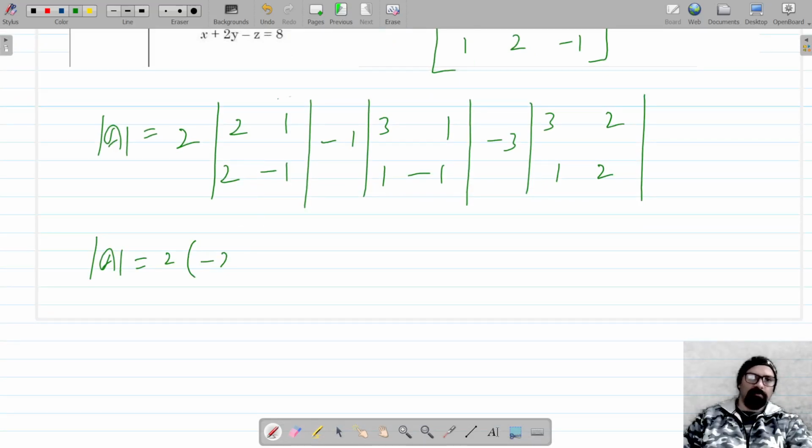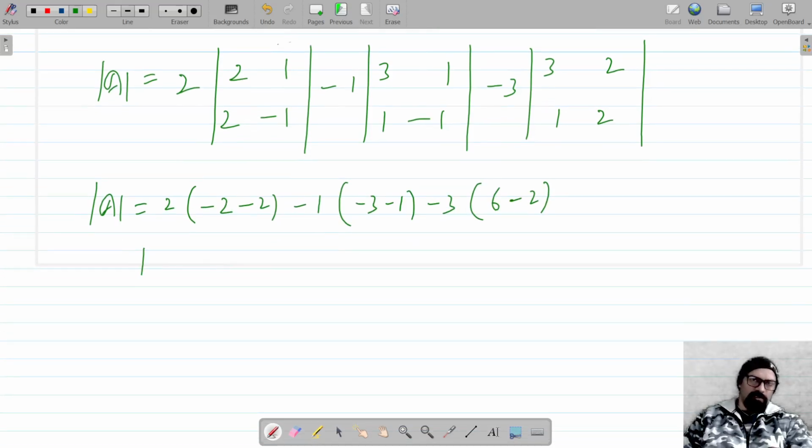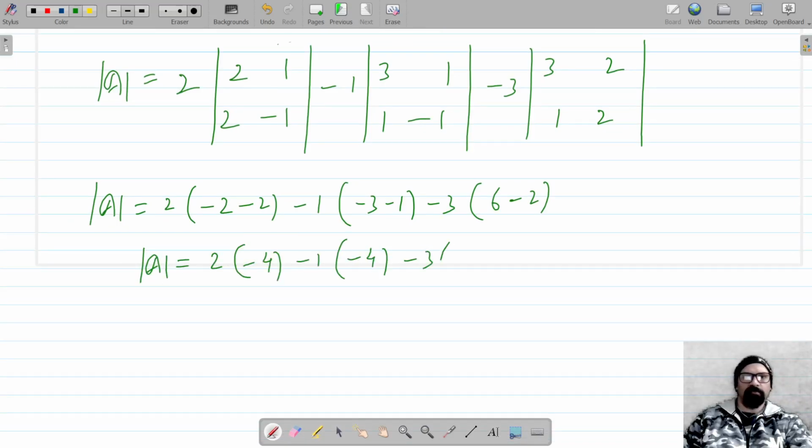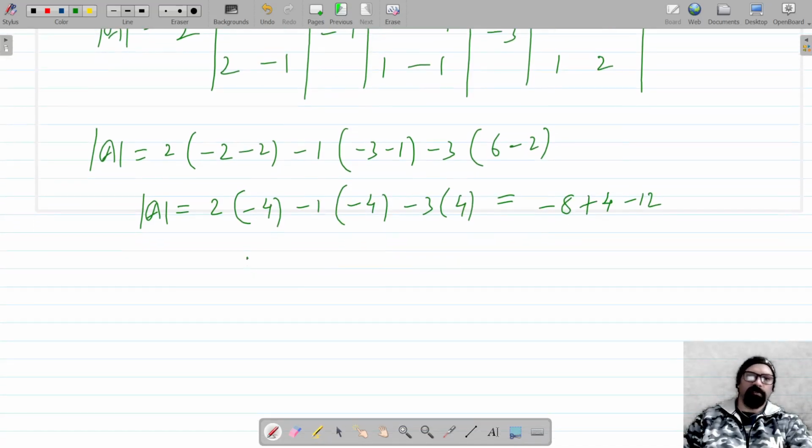2 into negative 1 is negative 2, negative 2 gives negative 4; minus 1 into negative 1, negative 3 gives negative 4; minus 3 into 6 minus 2, which is 4. So this is negative 8 plus 4 minus 12, which gives me the determinant of A equal to negative 16, which is not equal to 0. So that means A inverse exists.